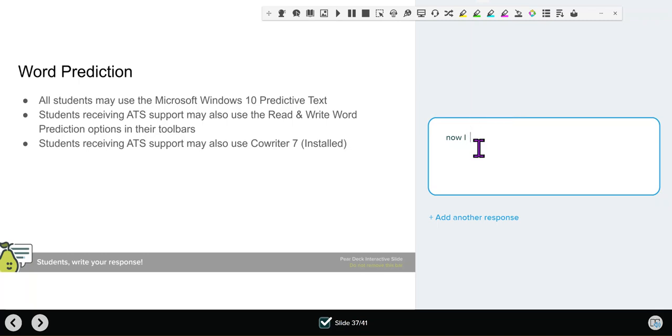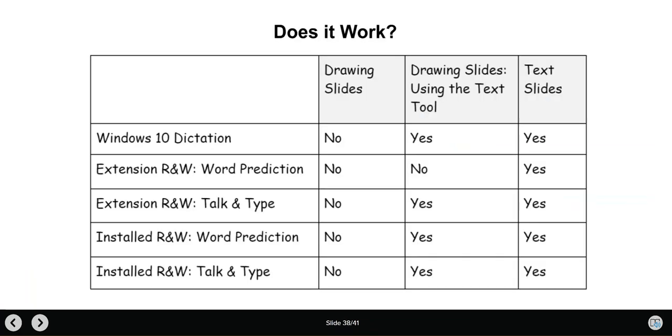And that's built into all of our Windows 10 computers. So if you have a student who is not using Read&Write or Co:Writer or anything like that, but they can use those little suggestions, it's a setting that you can turn on that's built in and available for all students.